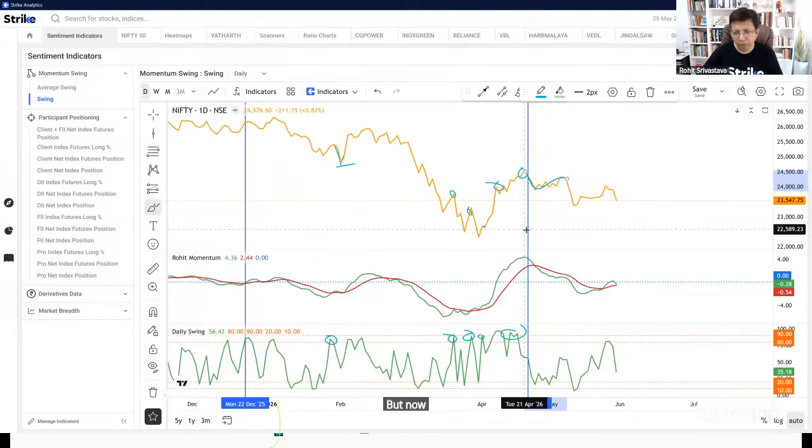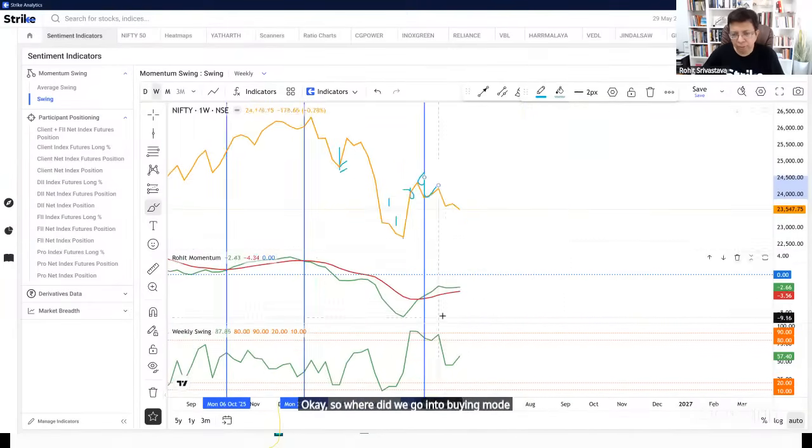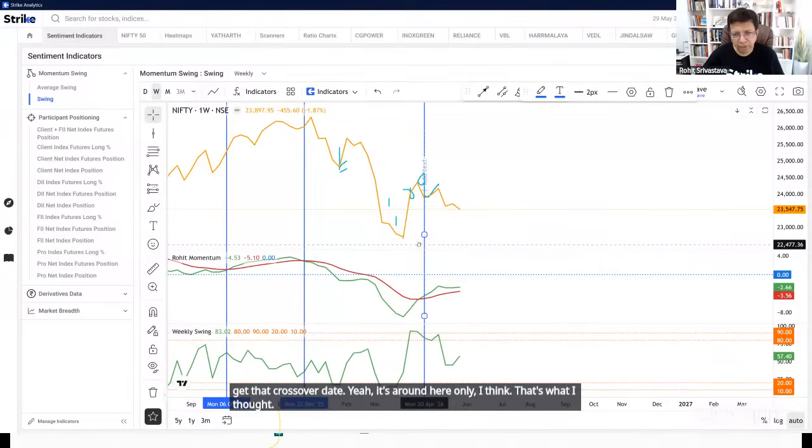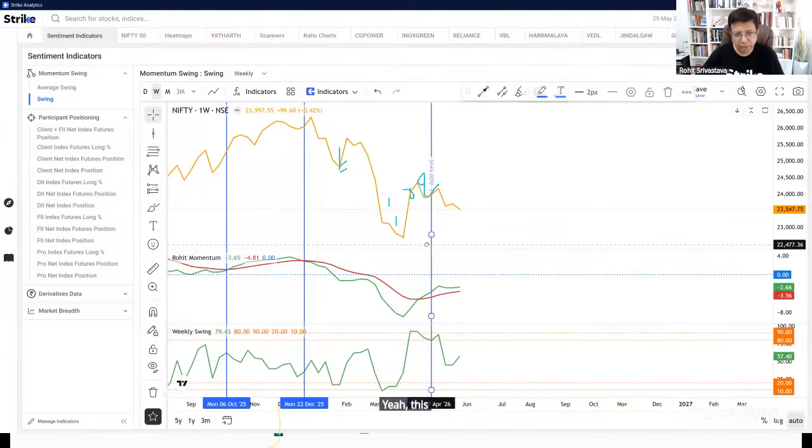But now we are in buy mode and we are looking for buy signals. So where did we go into buy mode? Very important to get that crossover date. Yeah, it's around here only, I think. That's what I thought. Somehow it didn't transition from weekly to daily. See, this is 5.41. Yeah, this is correct.